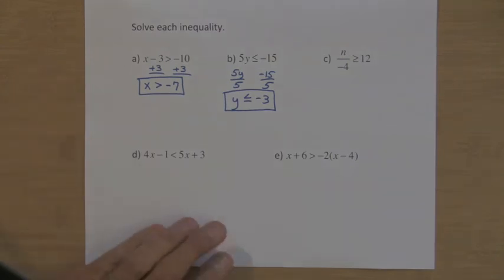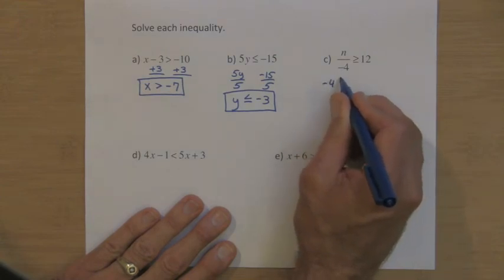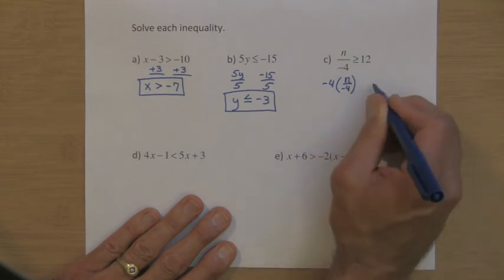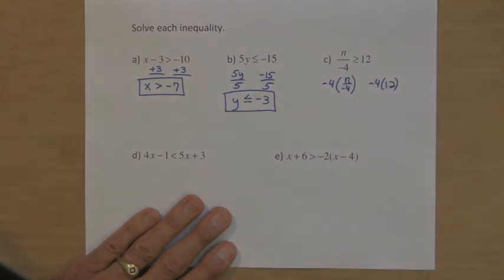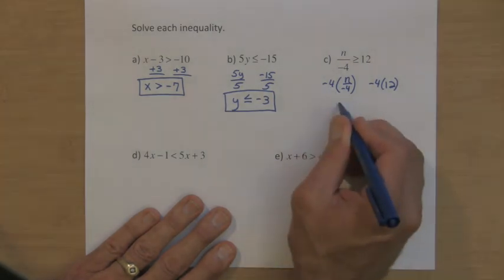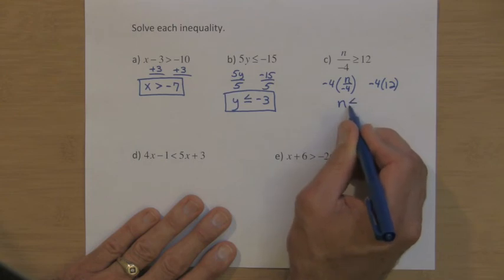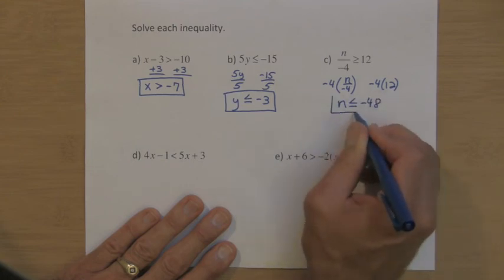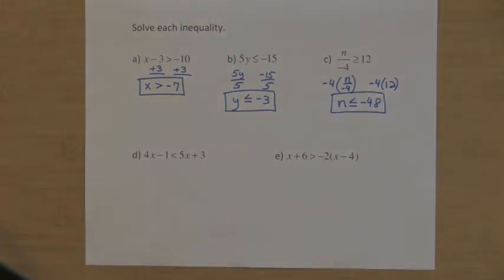For letter C, n is being divided by -4. So if I want to get n by itself, I would multiply by -4. So I take both sides of the problem and multiply by -4. Multiplying by a negative requires I switch the inequality sign. So these -4's simplify, leaving n. This greater than or equal to becomes less than or equal to, and -4 times 12 is -48. So my solution is n is less than or equal to -48.